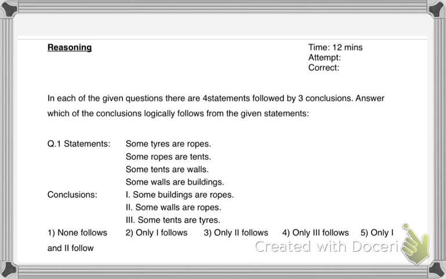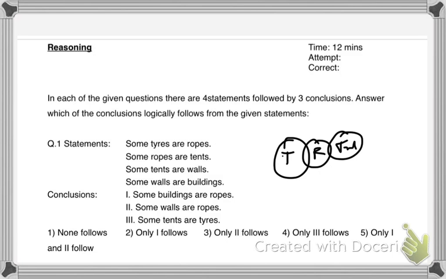So first, let's take one example. You are given a statement: some tires are ropes. Using your Venn diagram, you draw it like this. For this type of statement we draw this diagram. The next statement is: some ropes are tents. So we draw a tent like this, because I have my own rules to solve these questions, so I follow those rules.